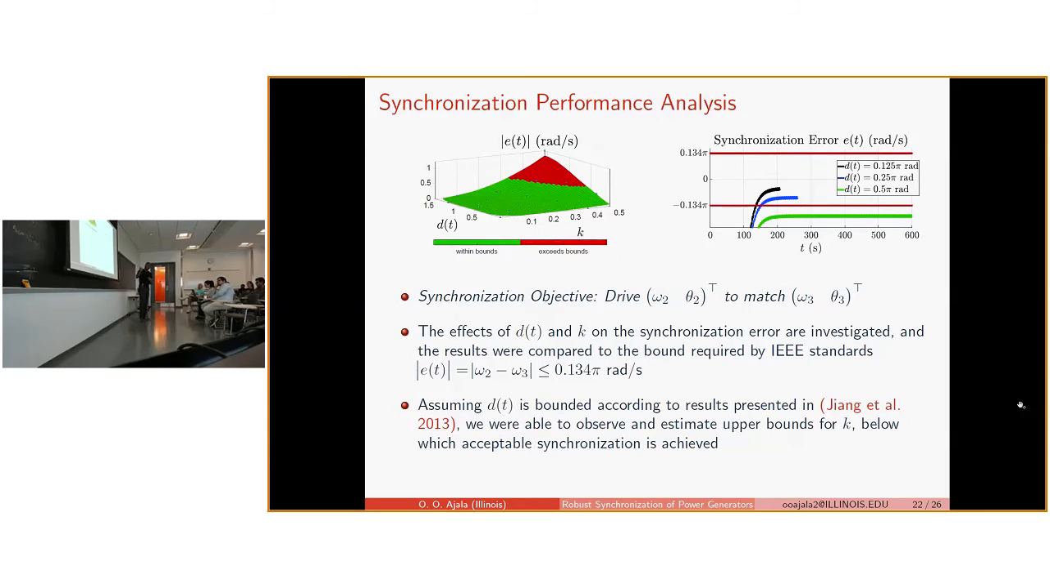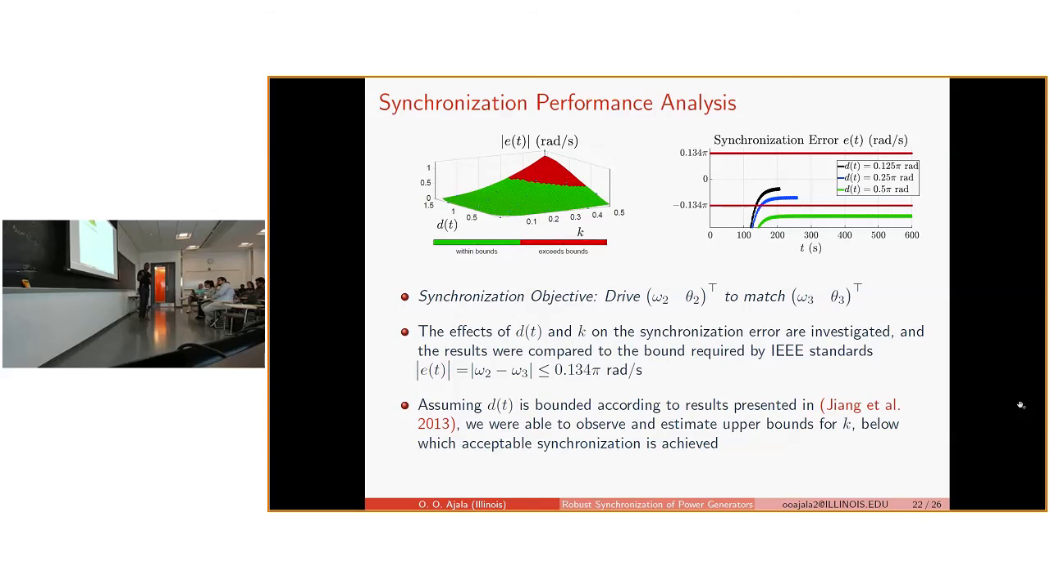On the other hand, for the synchronization performance, we analyzed the synchronization error for different values of K and D. And what you can see here is that as the disturbance increases, the synchronization error increases, like I said, likewise with the K. And so using this result, we can choose suitable values of K such that for various values of disturbance, the synchronization error will still remain within the expected performance values.